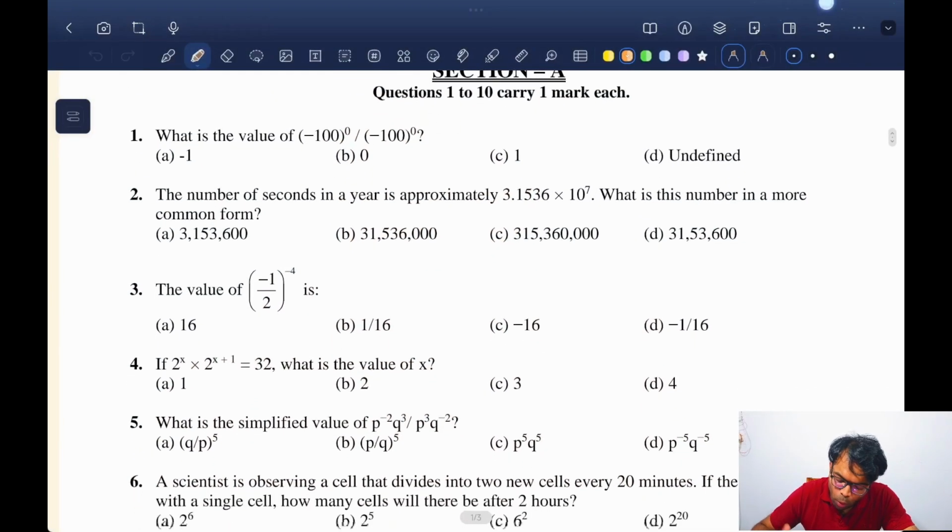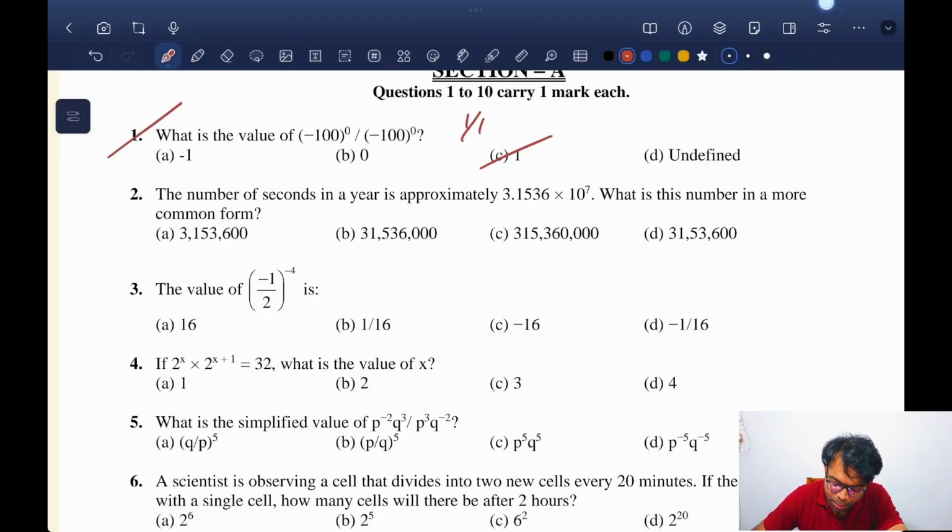Okay. So, what is the value of (-100)^0 upon (-100)^0? Anything to the power 0 is 1, right? So, answer क्या निकला तुम्हारा? 1 upon 1, है ना? 1 divided by 1 is equal to 1. पहला आंसर ठीक है.